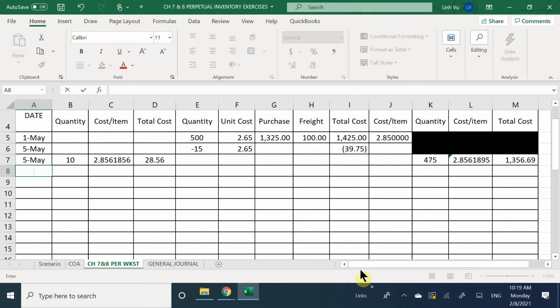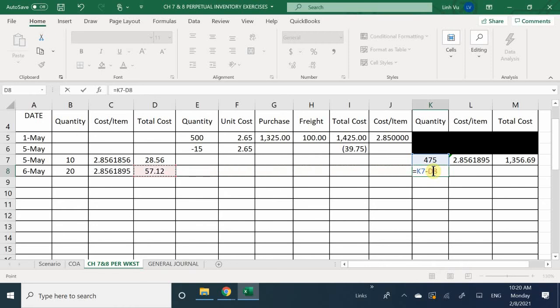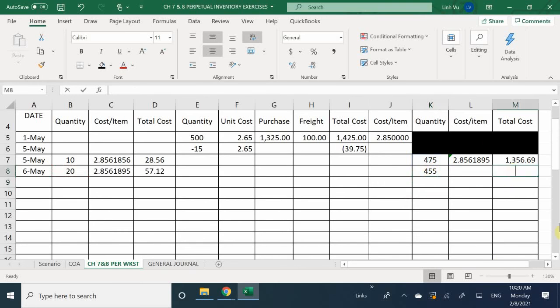So we sold a total of 20 mugs. At what cost per item is each cup going to be sold for? 2.8561895. Good. And then what is my total cost of goods sold here? $57.12. So again, I'm going to update my inventory, right? I no longer have $475. I subtract the 20 out of it. So how much should I have left? $455.